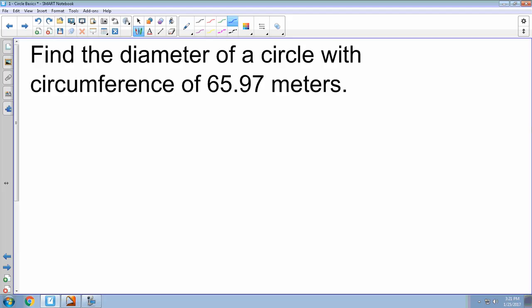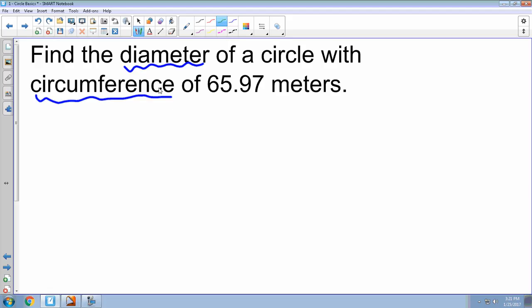So for this problem, I want to find the diameter, but I am given the circumference. This is the opposite of what we have regularly done before, where we gave you the diameter and asked you to find the circumference. Now we're going to turn that around a little bit.